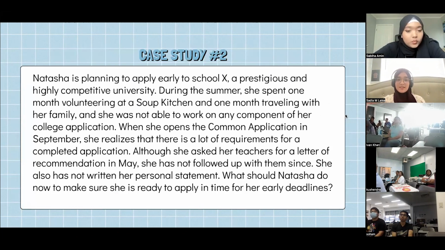During the summer, she spent 1 month volunteering at a soup kitchen and 1 month traveling with her family, and she was not able to work on any component of her college application. When she opens the Common App in September, she realizes that there are a lot of requirements for a completed application. Although she asked her teachers for a letter of recommendation in May, she has not followed up with them since. She has also not written her personal statement.